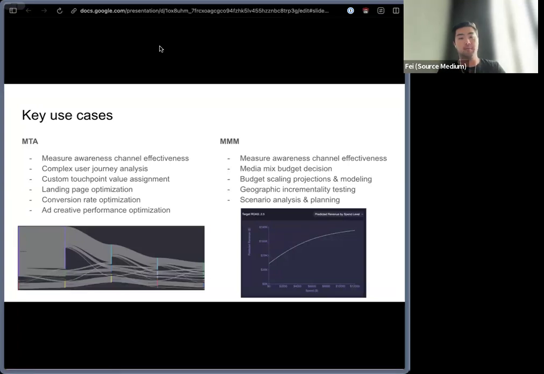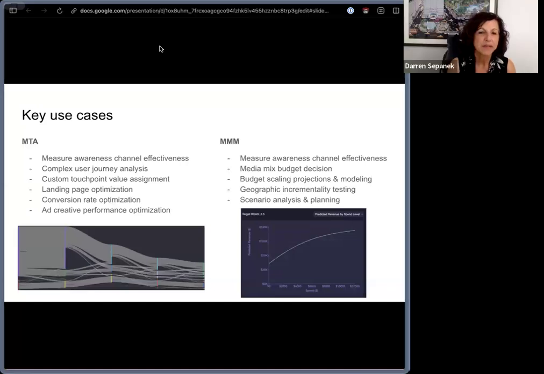A lot of these MMM providers, but also open source models, will give you what the likely saturation point is with a target ROAS. So then that can give you a sense for, okay, we can ramp this up another 1.5x, and then the rest of that marketing budget can go to some new initiatives or other channels. And then lastly, it's about scenario analysis and planning. Projecting out different scenarios, different budget mixes, and understanding how that may impact your return on ad spend and your revenue growth overall.